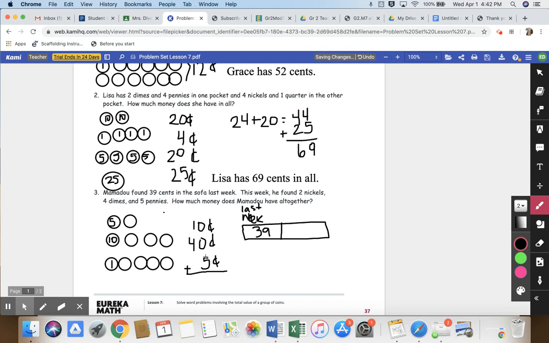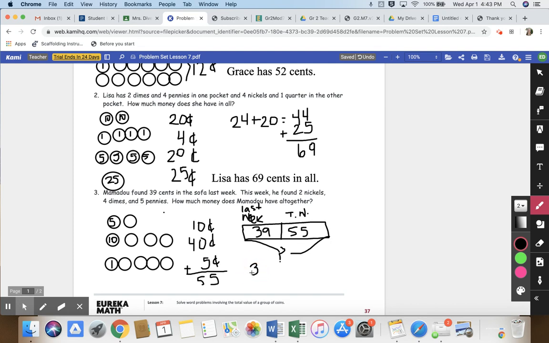So we've got 0 plus 5. And 1 plus 4 is 5. So this is going to be 55 cents. And I'm just going to say this week, TW for this week. Okay, now we want to add these two together. We are trying to figure out what was the total amount that Mamadou has altogether. So use your strategies here.